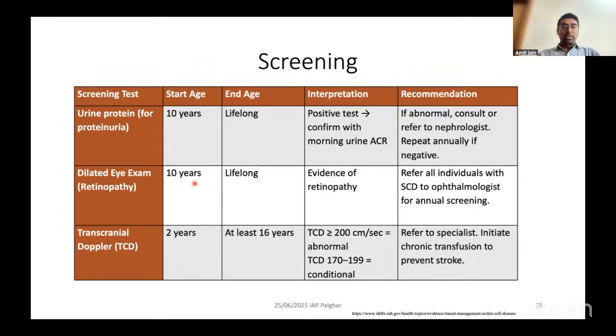All patients should be screened annually for retinal changes after 10 years of age, lifelong, to look for any evidence of retinopathy. If there is, then refer them to an ophthalmologist for further treatment. Also, these patients have a high risk of developing proteinuria, usually in the older age group, but we should start screening at 10 years of age. If there is proteinuria, then consult a nephrologist, and we should evaluate annually for the rising trend.